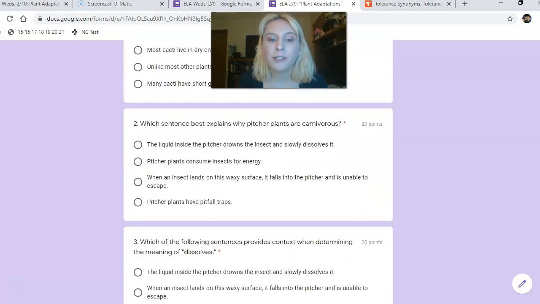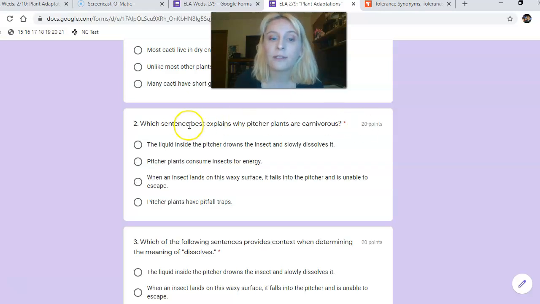Number 2, which sentence best explains why pitcher plants are carnivorous? Now, to be carnivorous means that you're a carnivore, and we're going to be talking about carnivores and herbivores and omnivores as we move into this ecosystems unit, but you should remember from prior grades that a carnivore is a species that eats only meat. They don't consume plants. They eat only meat.